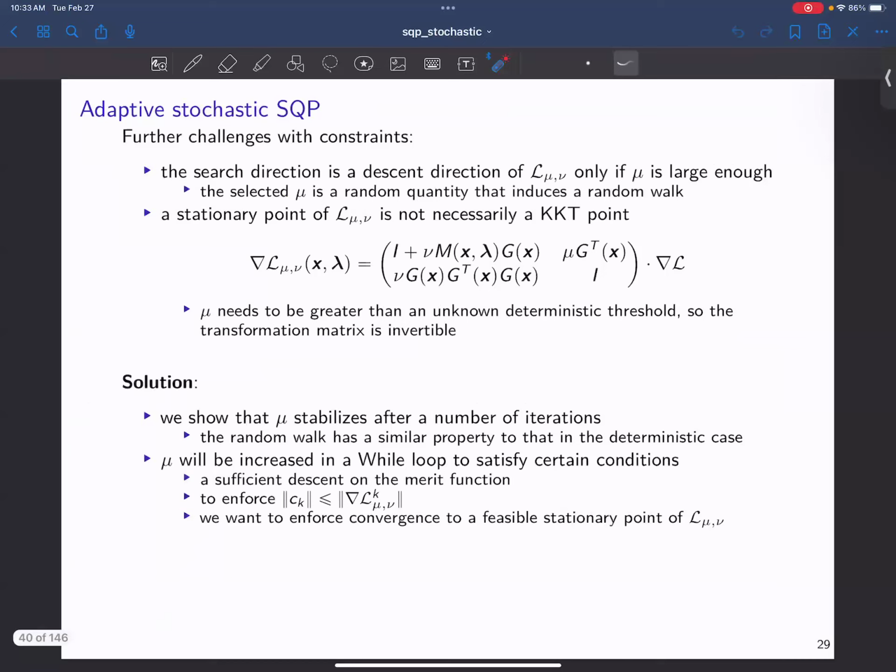Okay, so there are some additional challenges with constraints. The search direction is going to be a descent direction of this augmented Lagrangian only if the penalty parameter is large enough. And so in the stochastic setting, the penalty parameter mu is going to have some kind of random walk, and eventually it's going to stabilize. And the value at which this random walk is going to stabilize might be above the threshold needed to ensure that this search direction is a descent direction, or it may be below. So in some cases, we might not ensure the decrease of the augmented Lagrangian.